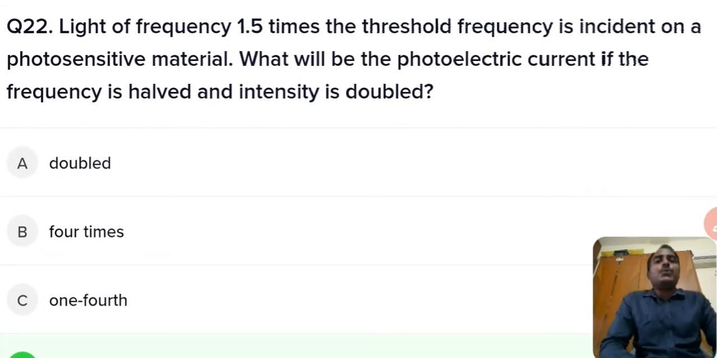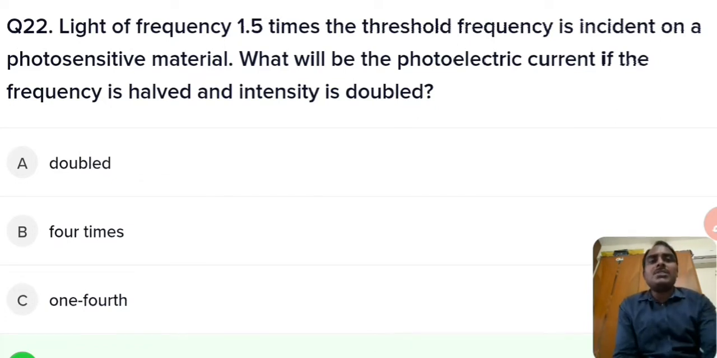Next, question 22. Light of frequency 1.5 times the threshold frequency is incident on a photosensitive material. What will be the photoelectric current if the frequency is halved and intensity is doubled? The options given are doubled, 4 times, 1/4 or 0. First we need to understand what threshold frequency is. Threshold frequency is the minimum frequency below which photoelectrons are not emitted and current doesn't flow. No photoelectrons, no current, if the frequency is less than the threshold frequency.